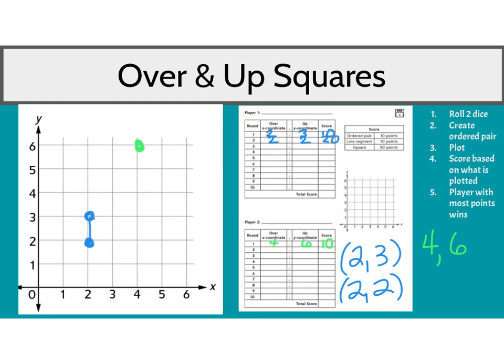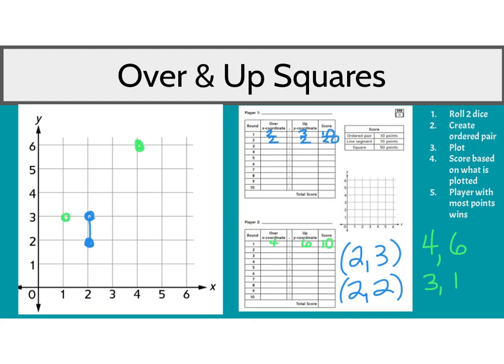And then it's going to be the green person's turn. And let's say that they rolled a 3 and a 1. And they're going to have to decide what order they want to put that in. Well, if they go over 3 and up 1, that's going to put them here, which is not going to help connect to the line segment that I made earlier. If they go over 1 and up 3, look what happens. It's going to put them right there. So that is probably going to be the better choice for them.